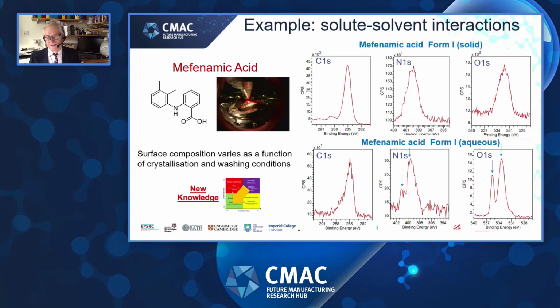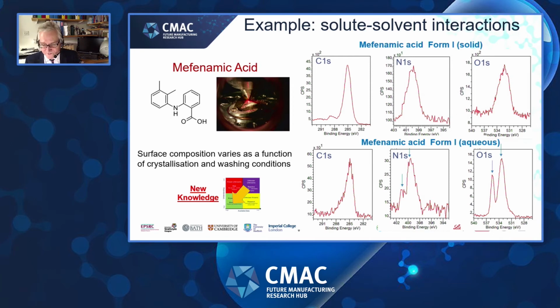Basically what you're seeing here is that the top 3 spectra on the right-hand side are for mefenamic acid form 1 in the solid form, crystallized in one particular way, and the spectra below that you can see are significantly different.